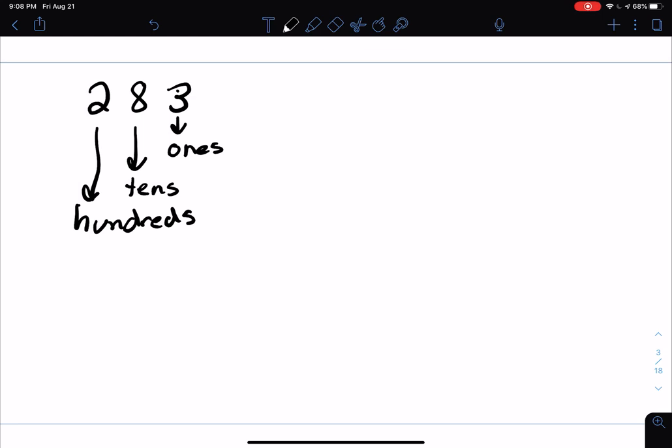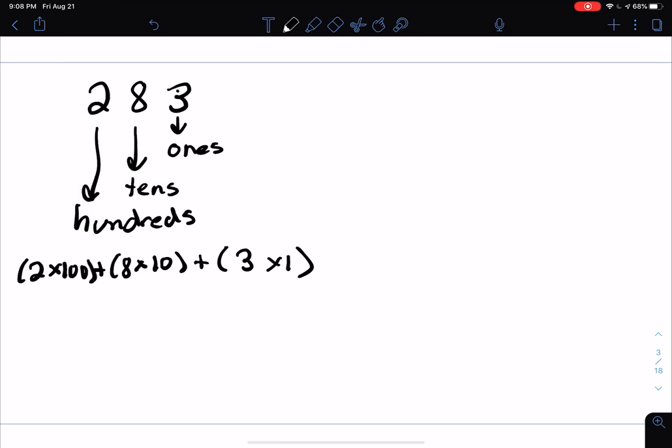With the 3 being in the 1's place, that's 3 groups of 1. With the 8 being in the 10's place, that's 8 groups of 10. With the 2 being in the 100's place, that's 2 groups of 100. So you've really got a 200 plus an 80 plus a 3 to give you that 283.